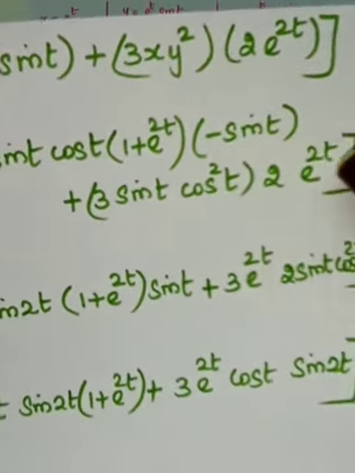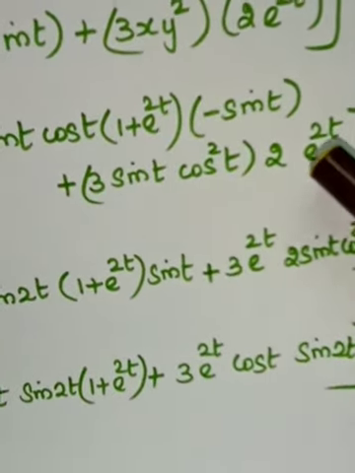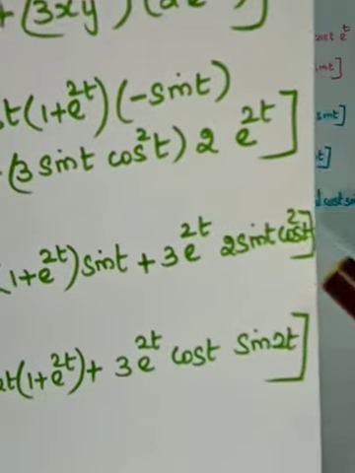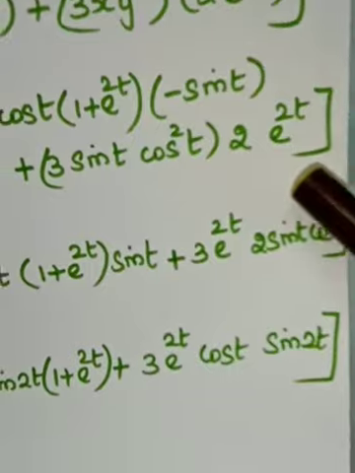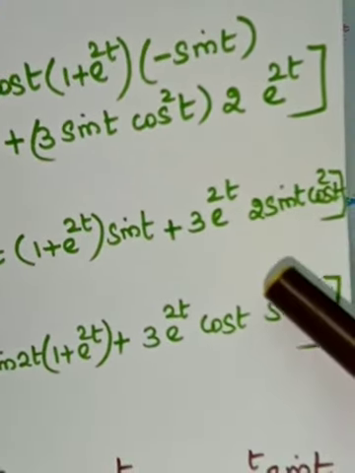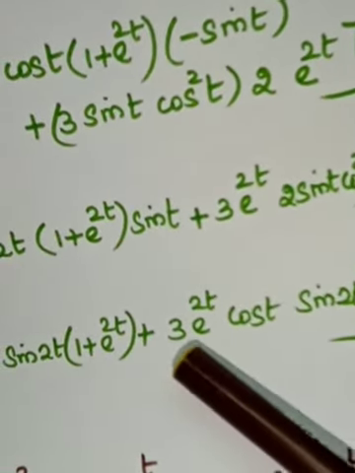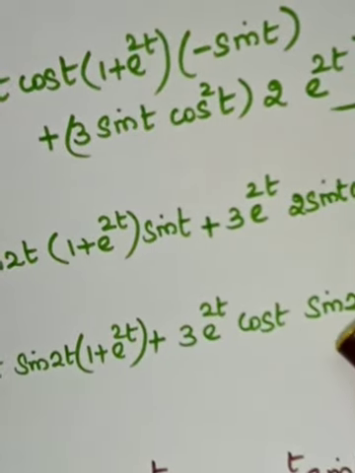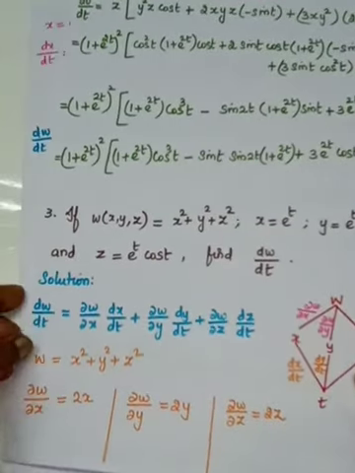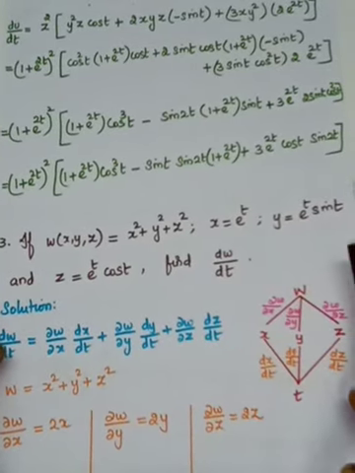Come to the third term. See now here 3 is there. e^(2t) I have written and 2 sin t cos² t. From 2 sin t cos² t, one cos t, if you combine with 2 sin t cos t, it is nothing but sin 2t. About one cos t is there. So therefore it is 3e^(2t) into cos t into sin 2t. So therefore what is this? It is du/dt, which can be written like this.